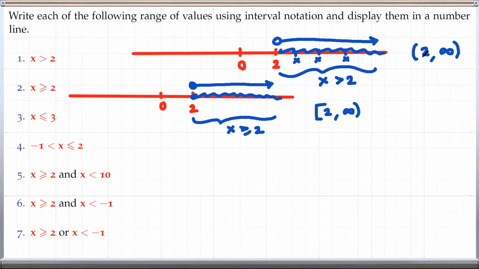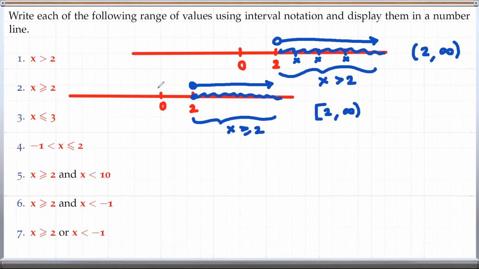So in the first case, we are looking at all real numbers strictly greater than 2. We are not including 2. In the second case, we are looking at all real numbers greater than 2 and 2 itself. So we are including 2. That means we can use this square bracket. So this was the second one.